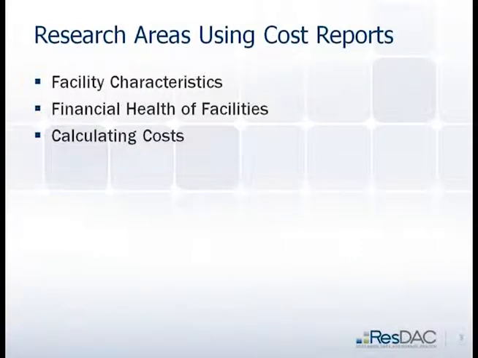So again, some areas of research that are typically used that come from the cost reports include facility characteristics. So if you're using claims data and you want to adjust your results based on facility characteristics, researchers often use cost report information to grab that characteristic information. Also, financial health of facilities, net income and loss, your margins, other financial indicators. That's another common use of the cost reports. And then finally, calculating costs or cost to charge ratios. So those are typically what researchers are using the cost reports for.